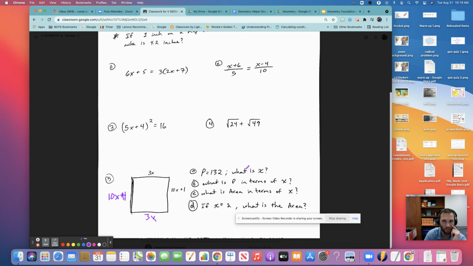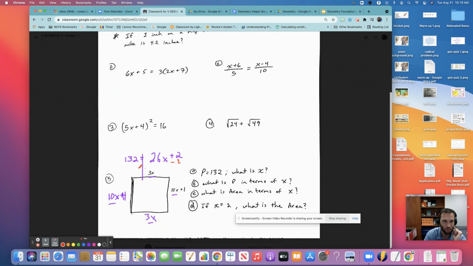If the perimeter is 132, what is x? Okay, so I know the perimeter is 132. And I also know that I can find the perimeter by adding up all the sides. So if I add up all the sides, it's going to be equal to the perimeter. So you got 10x, 10x, 3x, 3x. That's a total of 26x, and plus 2. Okay, and that's my equation right there, and I can solve that.